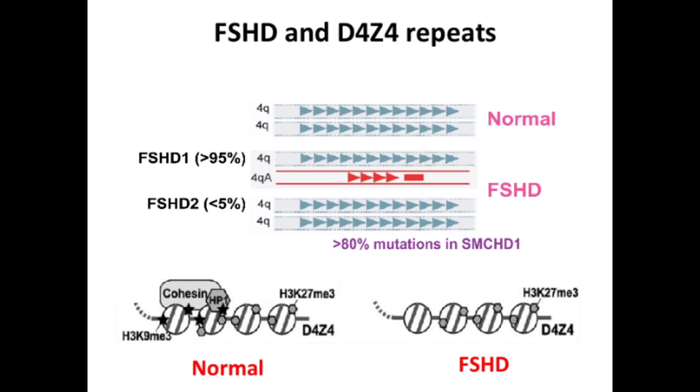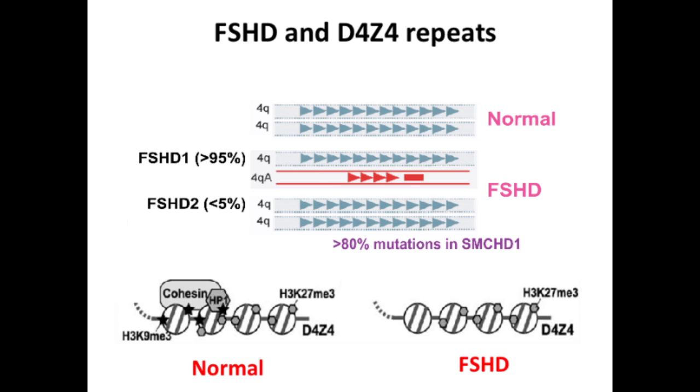This is named FSHD1. In a small percentage of patients, the D4Z4 repeat number is still normal, but they show similar symptoms. This is so-called FSHD2. Recently, it was found that more than 80% of the FSHD2 patients have mutation in SMCHD1 gene.